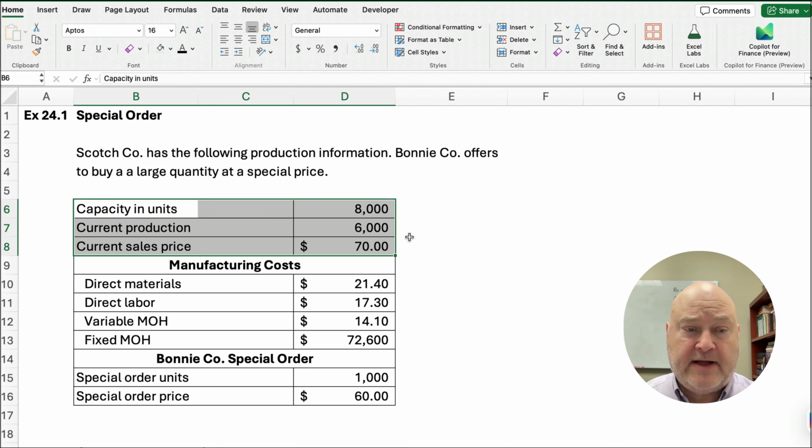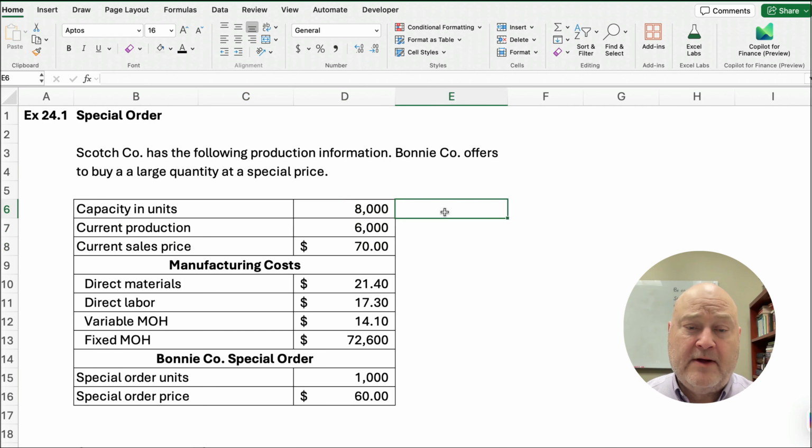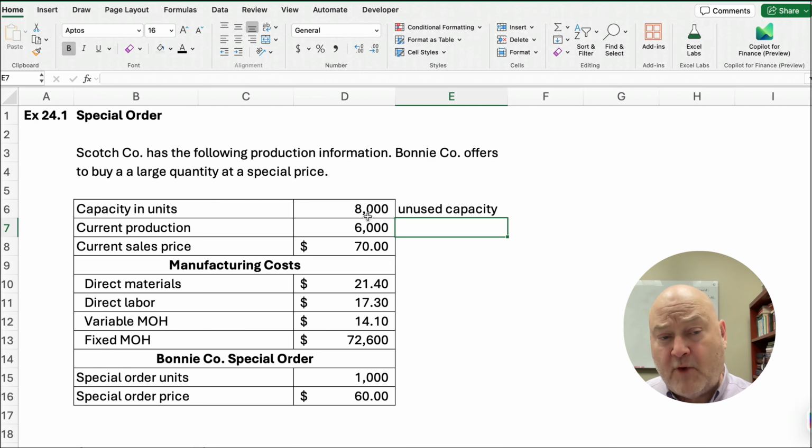So here's what we know currently. The capacity in units is 8,000 and the current production is 6,000. So one of the things that has to happen in the special order, there has to be unused capacity. So unused capacity, we have 2,000, we could produce more. So that gives us an opportunity to do a special order. If our capacity is 8,000 and we're selling 8,000, then we're not going to do a special order at a special price because we're selling all we can produce. But if we have some capacity that's unused, then we're willing to do a special order that we might not sell otherwise and sell at a special price.